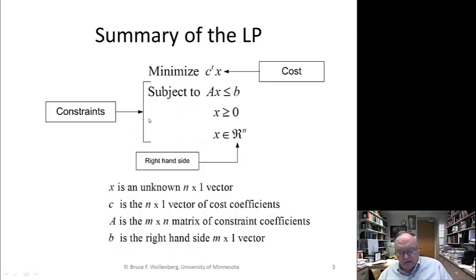So here's a summary. We say we're going to minimize this. Now, notice that I've now switched to minimize. LP always works this way.